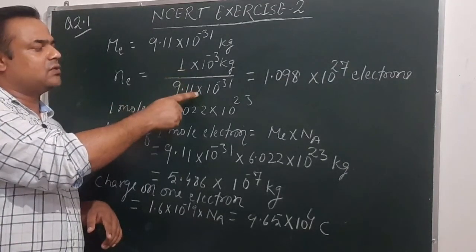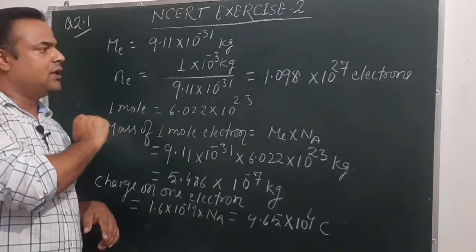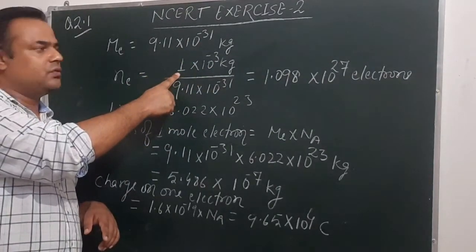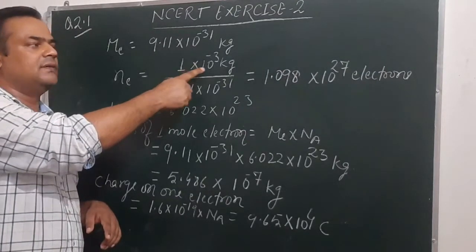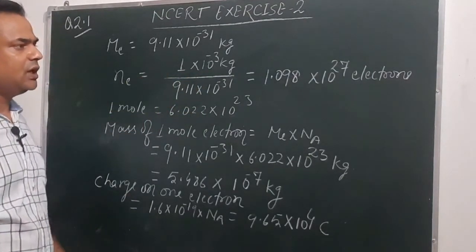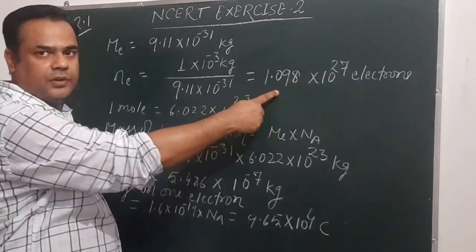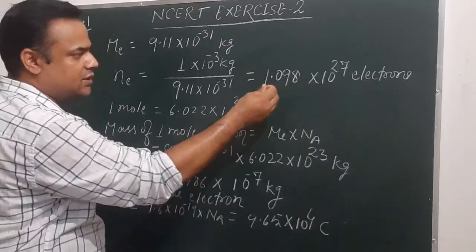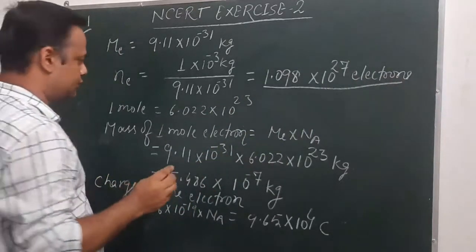Mass of 1 electron is 9.11 × 10^-31 kg. So first we have to convert gram into kilogram, and whenever we convert gram into kilogram, the multiplication factor is 10^-3 kg. On solving this, we'll get 1.098 × 10^27 electrons. So this is the number of electrons present in 1 gram electron.